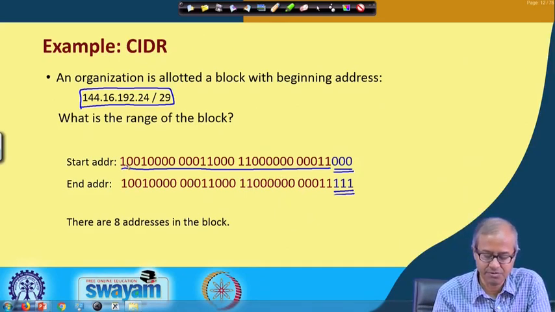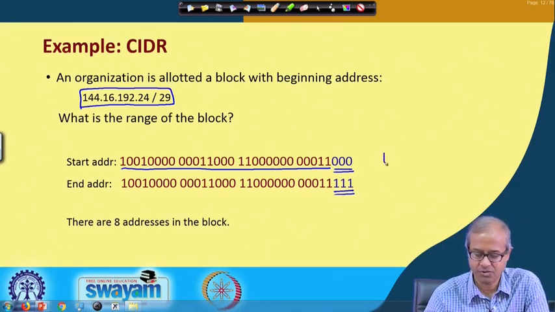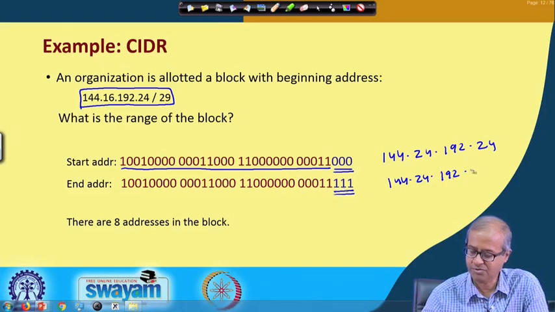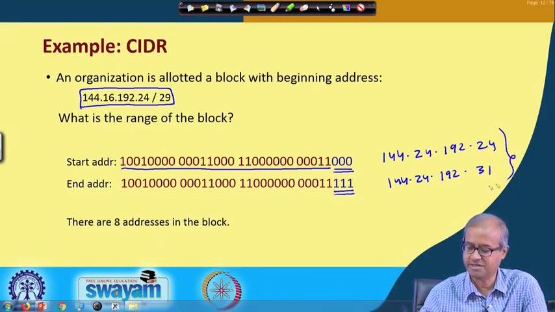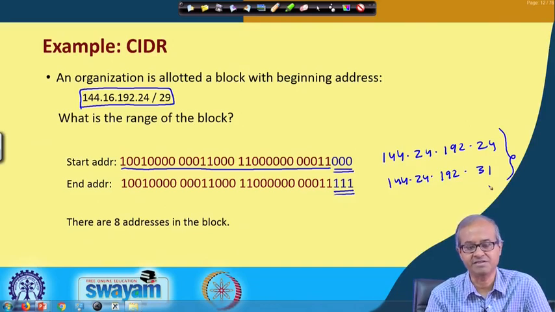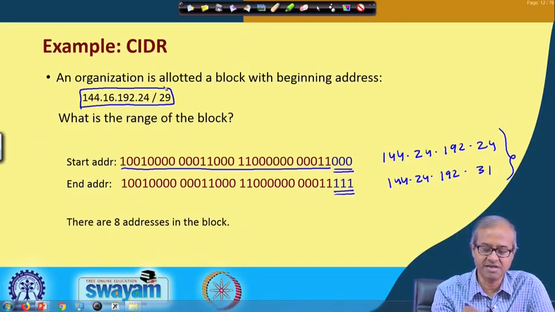The starting address is 144.24.192.24, and the last address will be 144.24.192.31. This is the range of addresses. There are 8 addresses in the block, right. So, if you are given a CIDR address, you can calculate the start address, the end address and the number of addresses in the block.